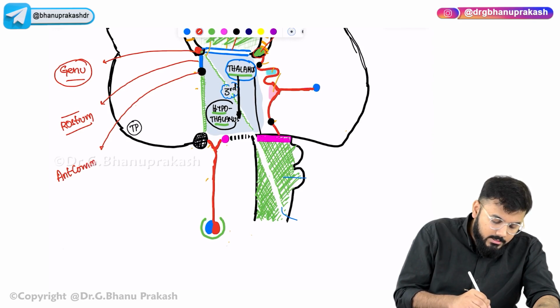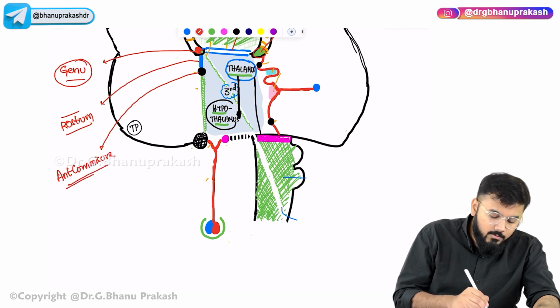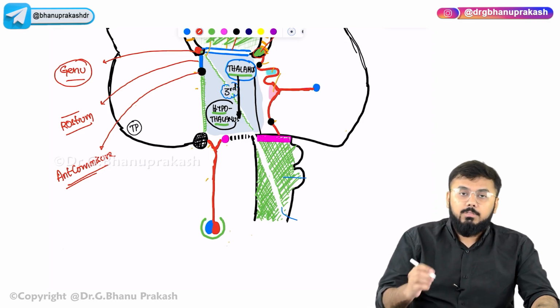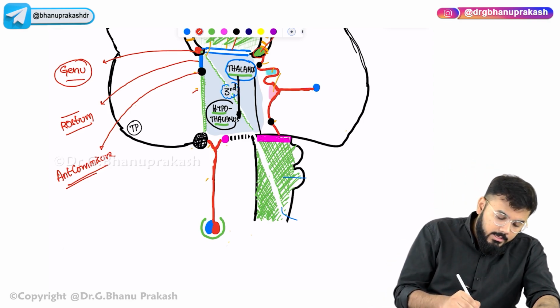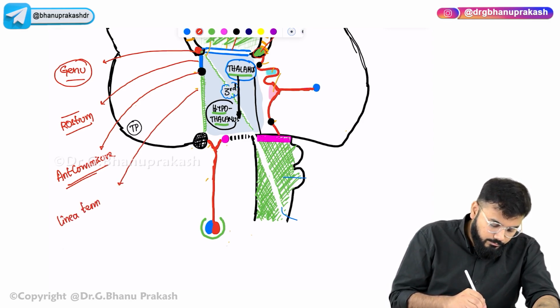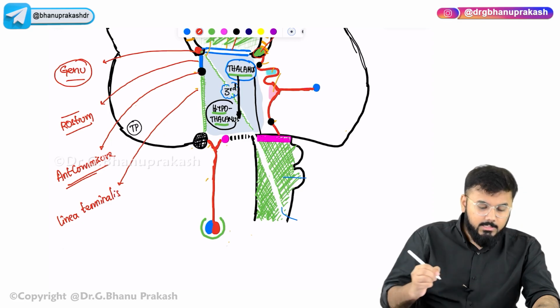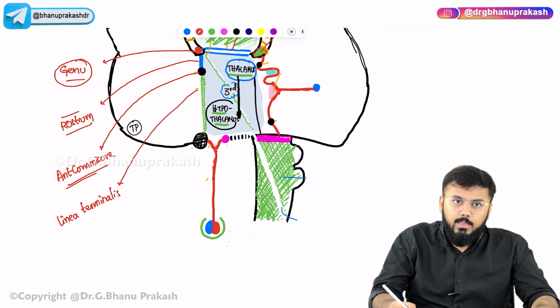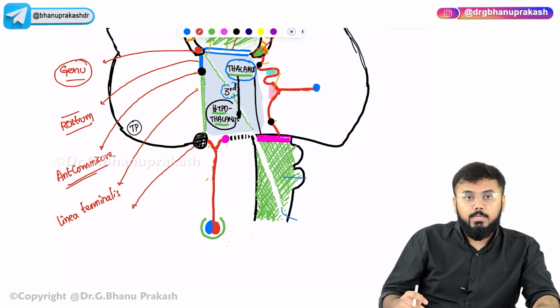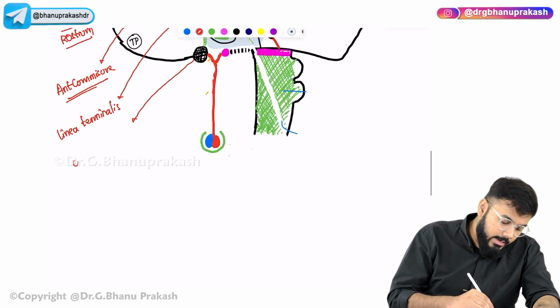Now all these parts are very important because they form one of the walls of the third ventricle. Beneath that anterior commissure, the structure which is hanging down is called the linea terminalis. What is this? This is called the linea terminalis. And below the linea terminalis, this particular structure which you can see over here is called the optic chiasma.